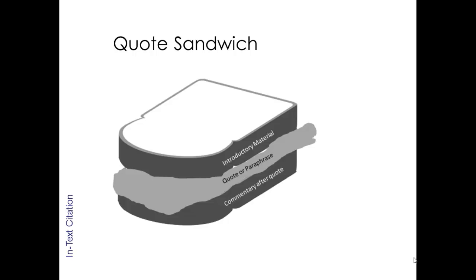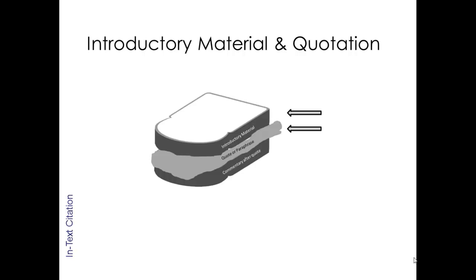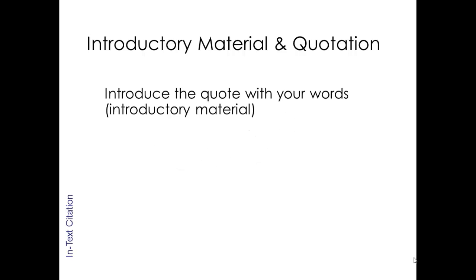And one thing I'd like to point out right here is that usually the first two parts of this in-text citation are combined into one sentence. Not always, but usually. And I'll give you some examples of this in just a moment. So introductory material and quotation, this is the top 2/3 of that sandwich. And there's a little visual, the arrows are pointing to introductory material and the quote or paraphrase. So this is that part.